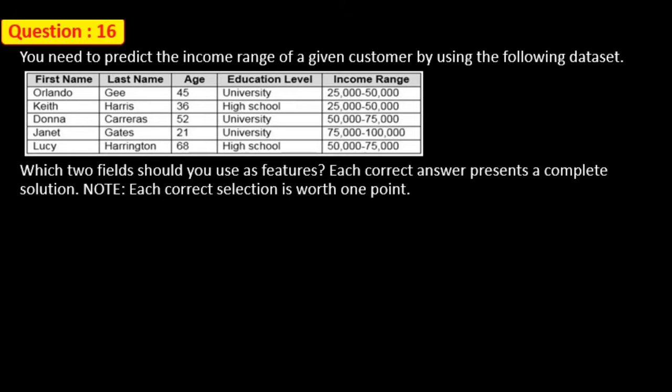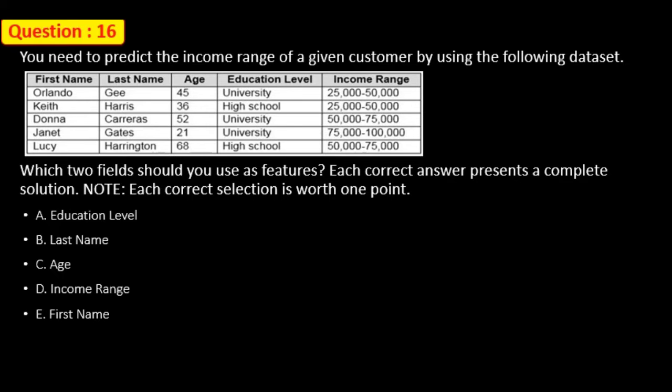Moving next, question number 16. You need to predict the income range of a given customer by using the following dataset. Check the table. Which two fields should you use as features? Each correct answer presents a complete solution. Note each correct selection is worth 1 point. Options as below. A. Education level. B. Last name. C. Age. D. Income range. E. First name.